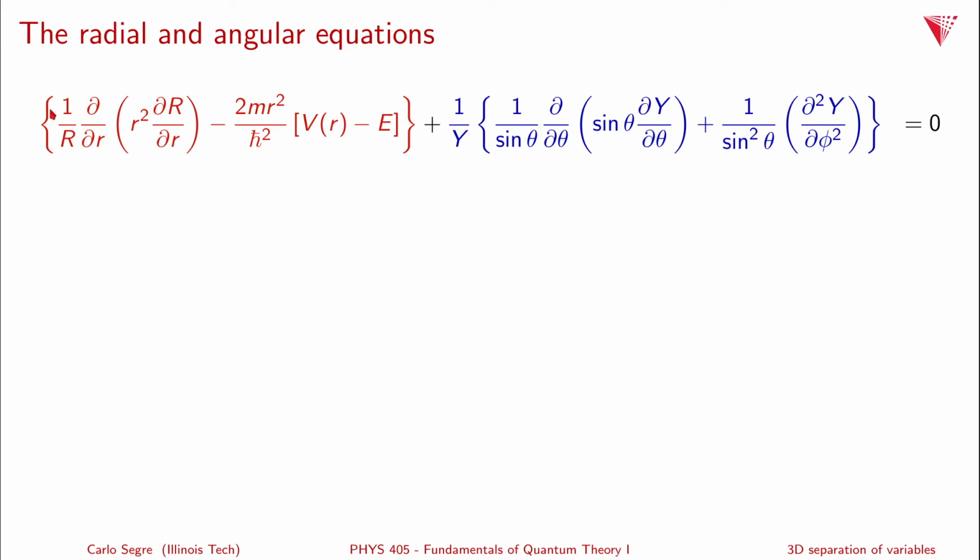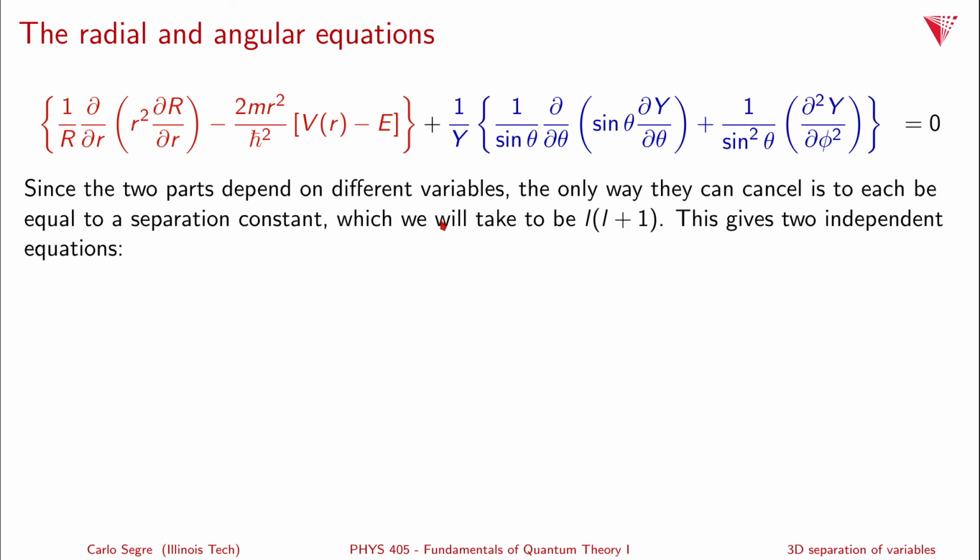One in red, which is all r, all radial dependence, which is 1 over capital R partial with respect to r of r squared, partial of capital R with respect to r, minus 2mr squared over h bar squared times V of r minus E, plus 1 over Y times the quantity 1 over sine theta, partial with respect to theta, sine theta, partial of Y with respect to theta, plus 1 over sine squared theta, partial squared of Y with respect to phi squared. And all that is equal to 0. Now, because these are separated, the only way these can cancel to 0, or this guy can be the negative of this, is if they're equal to a constant.